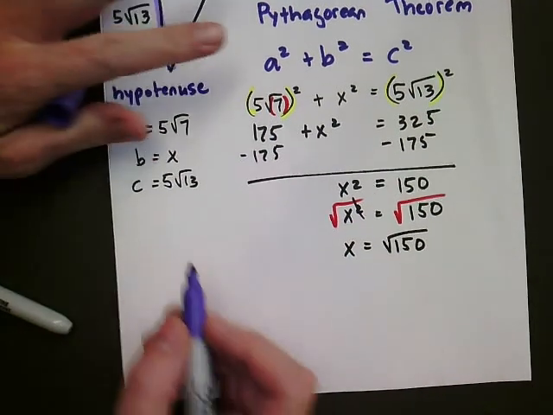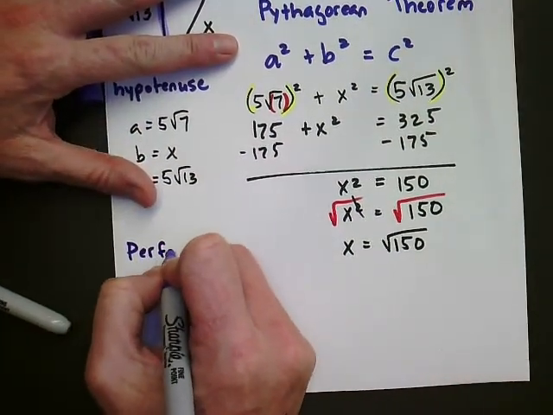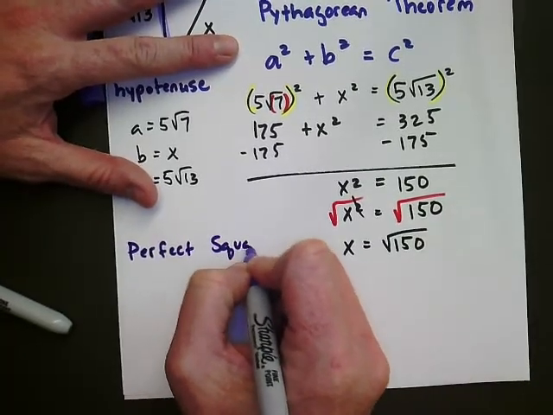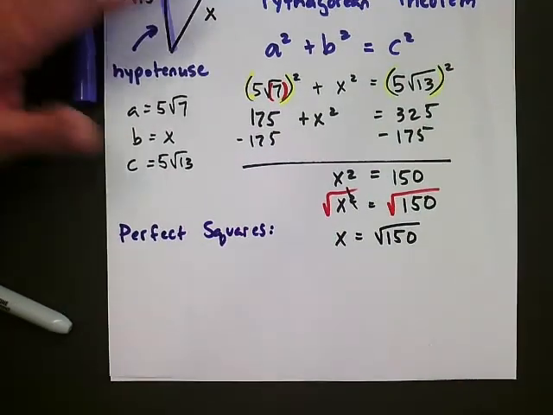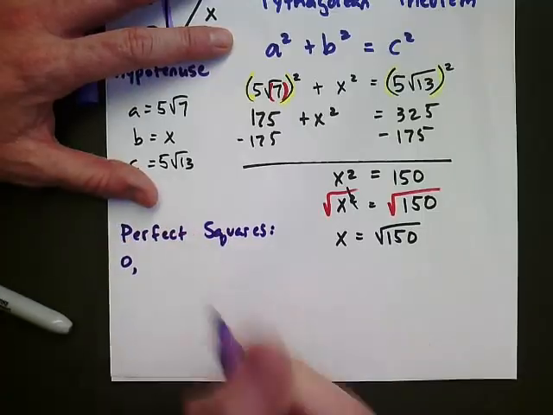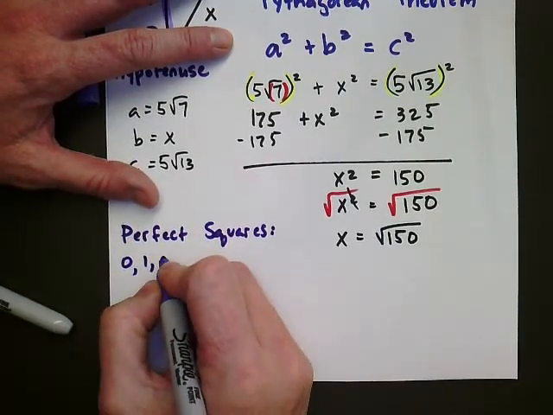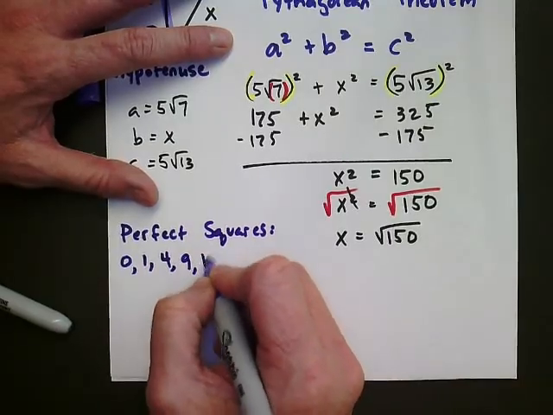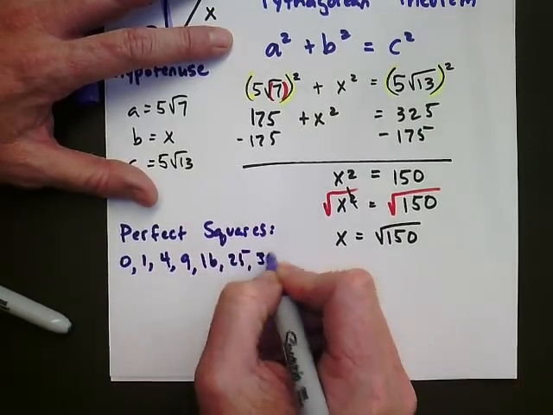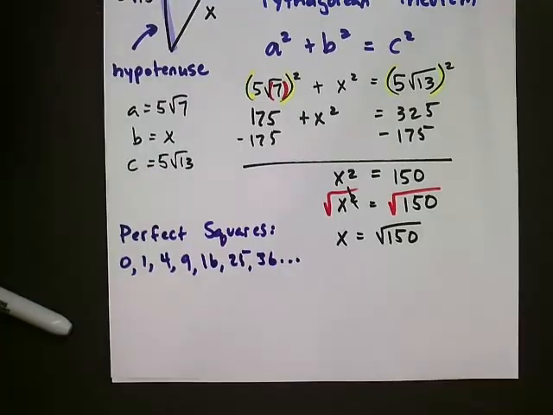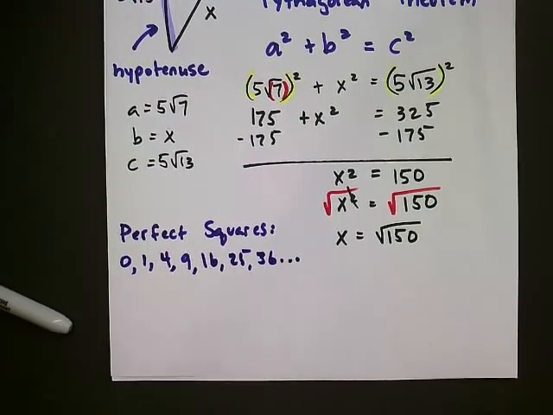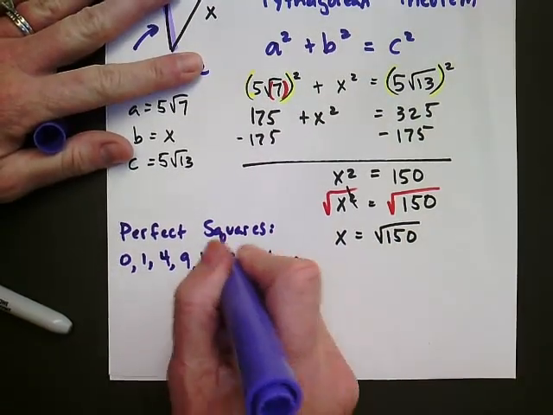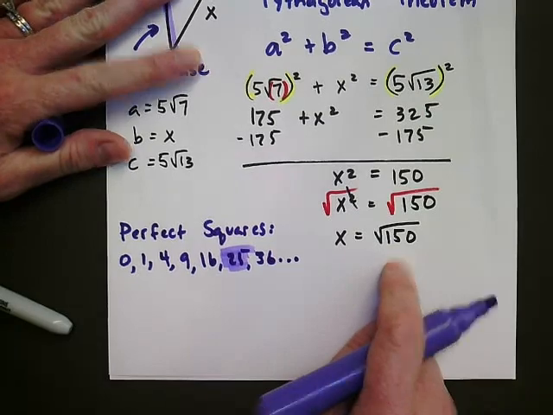I have to start thinking about my perfect squares, which are the numbers created by squaring my whole numbers. So 0 times 0 is 0, 1 times 1 is 1, 2 times 2 is 4, 3 times 3 is 9, 4 times 4 is 16, 25, 36. And I need to know if any of those go into 150. And hopefully you are looking at that list of perfect squares and realizing that 25 goes into 150.